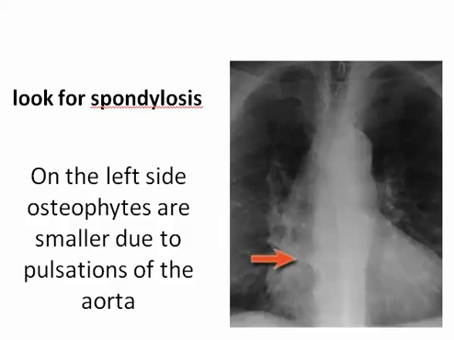What is this? Even in a chest x-ray, we should look for spondylosis. On the left side, osteophytes are smaller due to pulsations of the heart. On the right side, they are usually larger. Thank you.